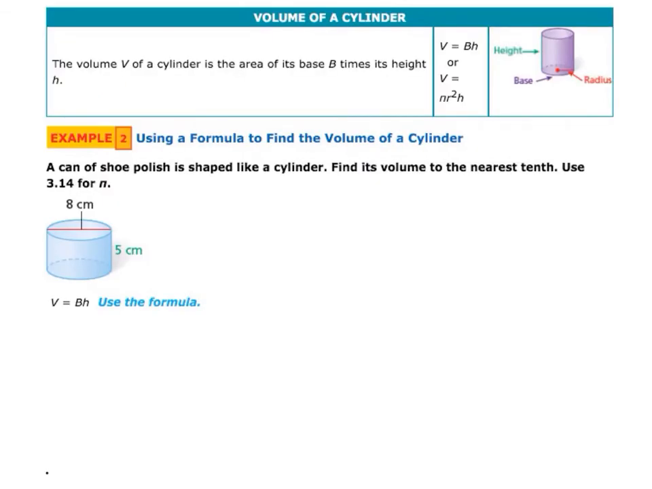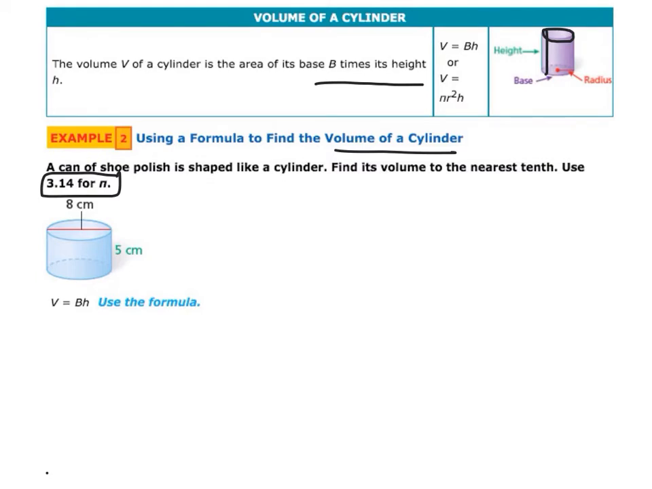So besides prisms, there are cylinders that have circular faces. The volume of a cylinder is the area of its base times its height. And to find the area of the base, you have to find the area of a circle and multiply it by how tall it is. So using a formula to find the volume of a cylinder, we need a couple of pieces of information. A can of shoe polish is shaped like a cylinder. Find its volume to the nearest tenth using 3.14 for pi. So we're just going to use the number 3.14, not pi on our calculator, to do this one.